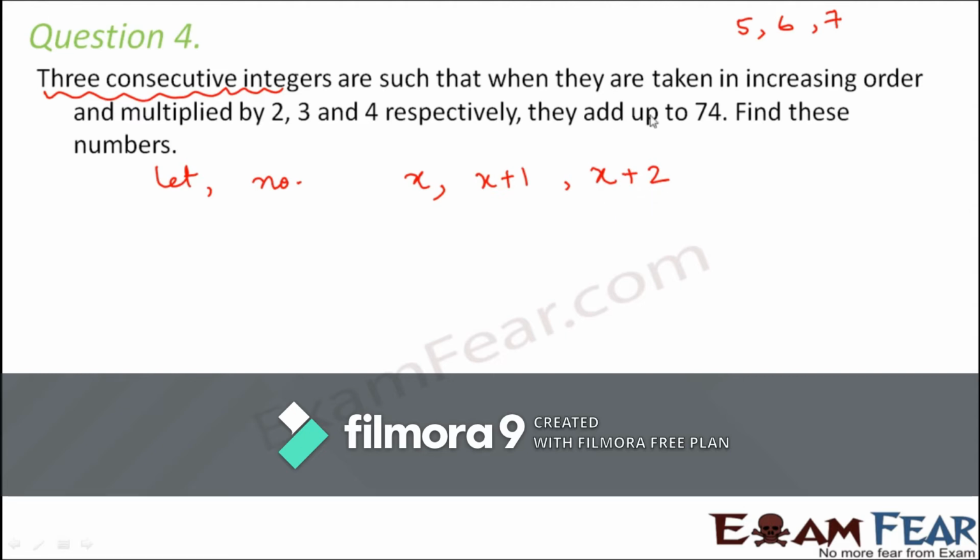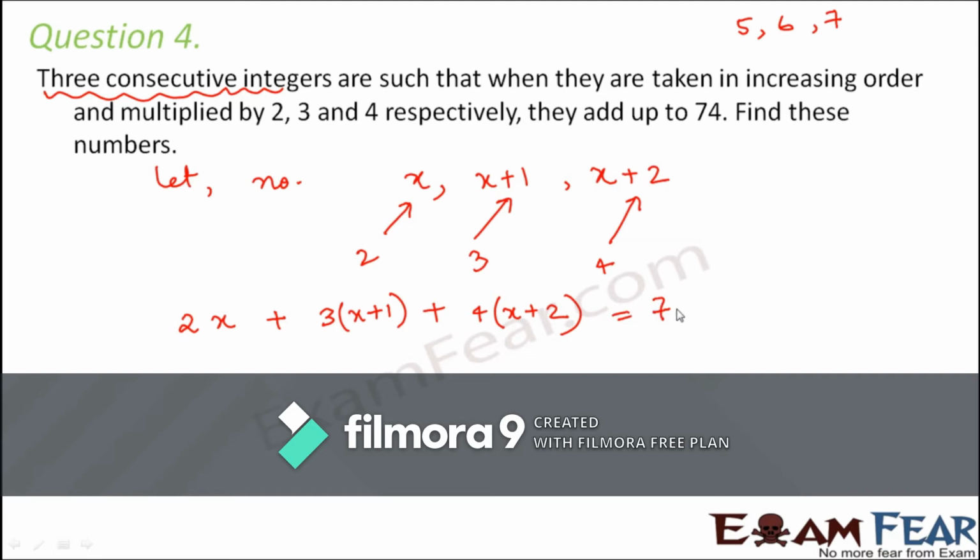Now the question says that if they are taken in increasing order and multiplied by 2, 3 and 4 respectively. So you multiply the smallest number by 2, you multiply the second number by 3 and you multiply the third number by 4 and then you add them all. So this would be something like 2x plus 3 into x plus 1 plus 4 into x plus 2. So when we add all of these, the result should be 74. So this is my equation and now I have to find the value of x.